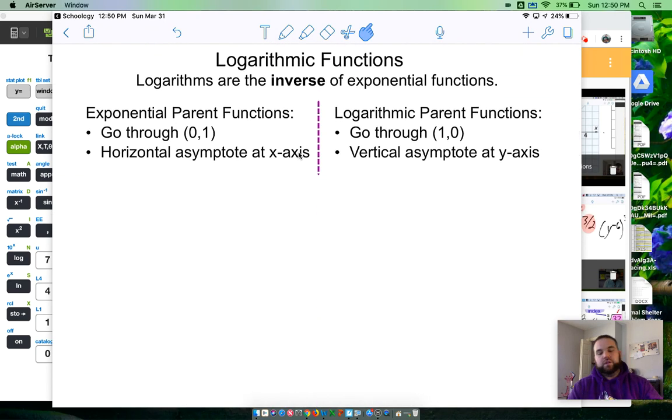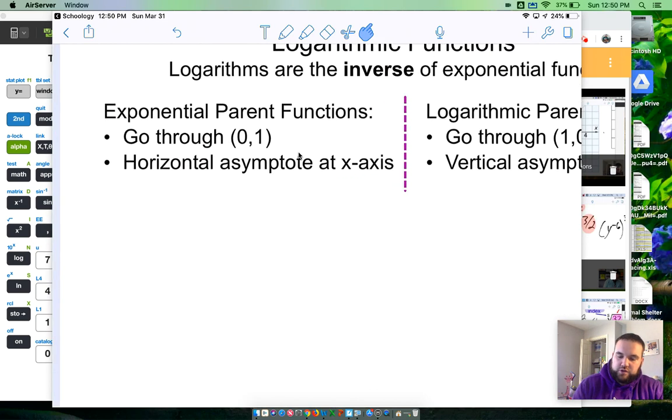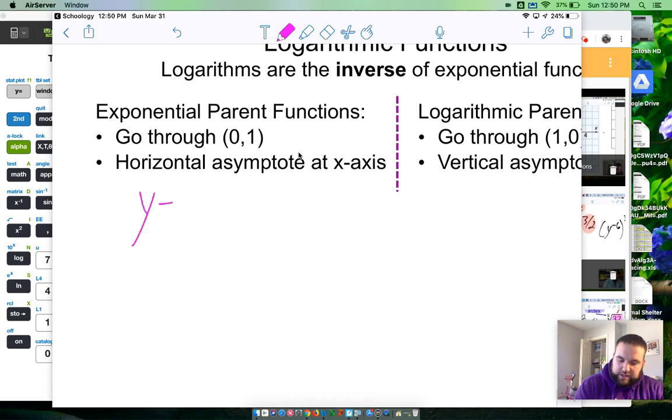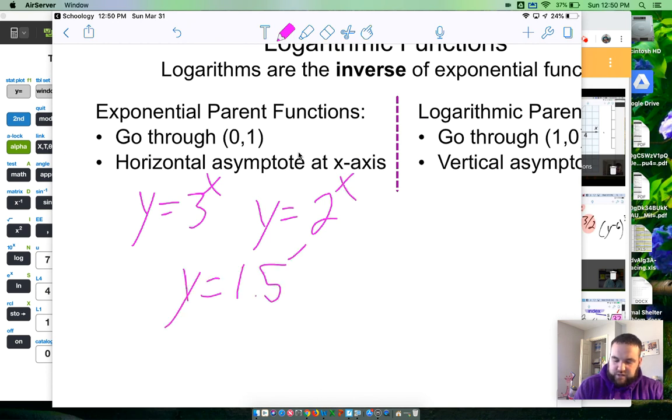Okay, so logarithms are defined as the functions that are inverses to exponential. Exponential parent functions would be like y equals 3 to the x, y equals 2 to the x, y equals 1.5 to the x. Whatever number you choose here, there are some similarities. They all have a horizontal asymptote at the x-axis, which is also known as y equals 0. And they all go through the point 0, 1.